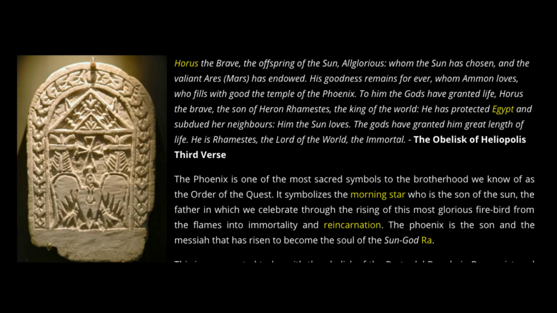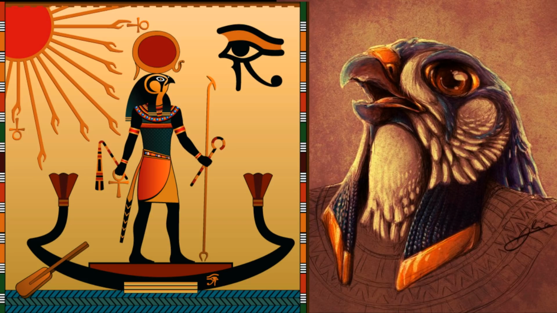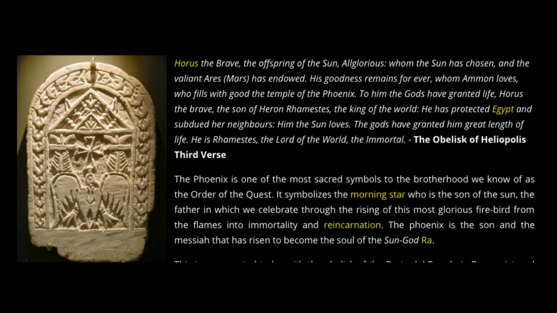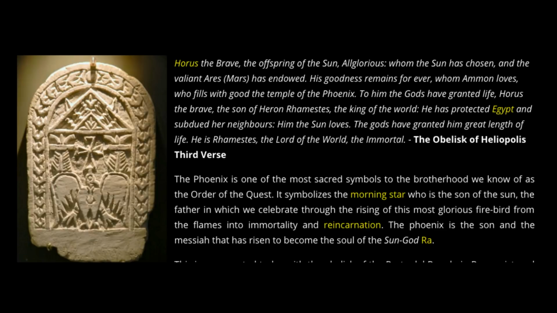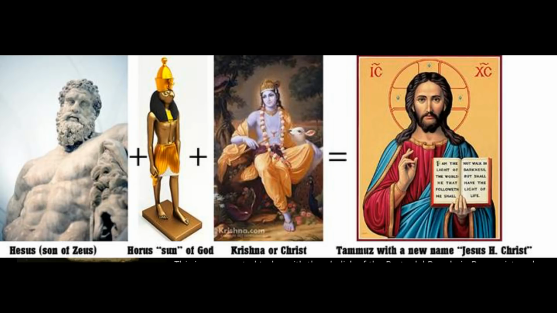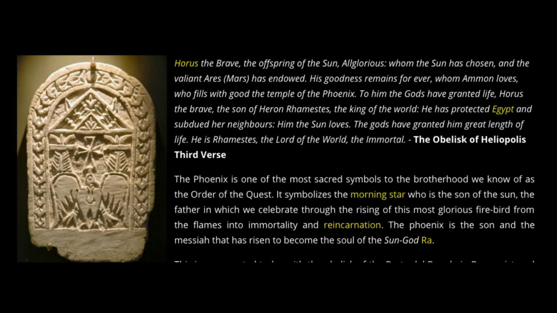We'll be getting into Horus soon and how it relates to Thoth and the phoenix, but as it says here, Horus the brave, the offspring of the sun, all glorious, whom the sun has chosen, and whom the valiant Ares, Mars, has endowed. His goodness remains forever, he who fills with good the temple of the phoenix. To him the gods have granted life. Horus the brave, the son of Heron, Ramestes, the king of the world. He was the protector, king of the world, right? Who else is known as the king of the world? He protected Egypt and subdued her neighbors. Him the sun loves. The gods have granted him great length of life. He is Ramestes, the Lord of the world. Lord of the world. Lord, remember what Lord means. The immortal, the obelisk of Heliopolis.